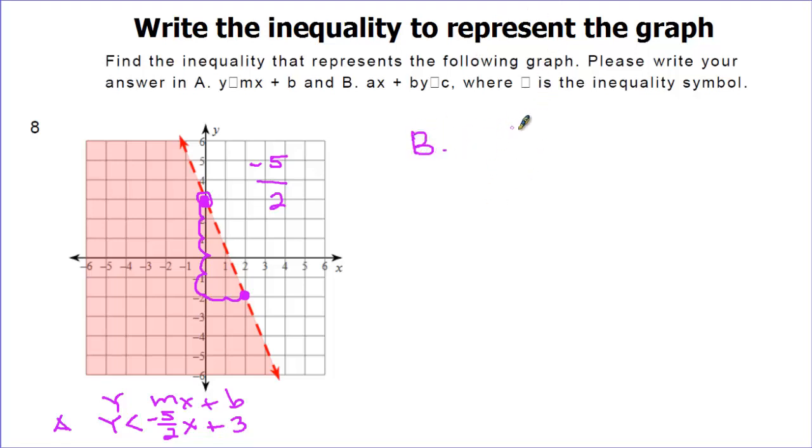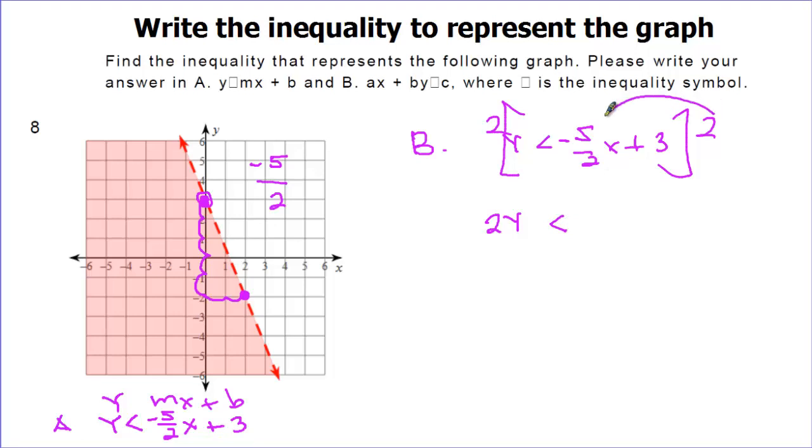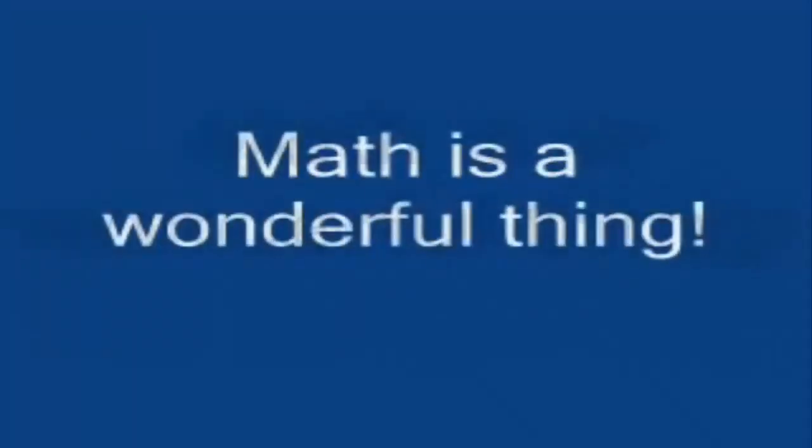Alright, for letter B, we just need to multiply both sides by 2. We'll get 2y less than, so 2 times this will be negative 5x. 2 times 3 will be 6. Add 5x to both sides, we'll get 5x plus 2y less than positive 6. And there you go. That's how we write the inequality to represent a given graph.